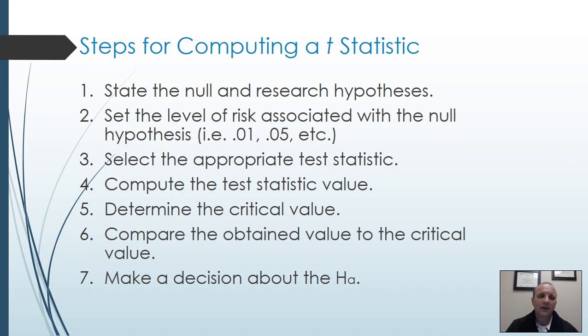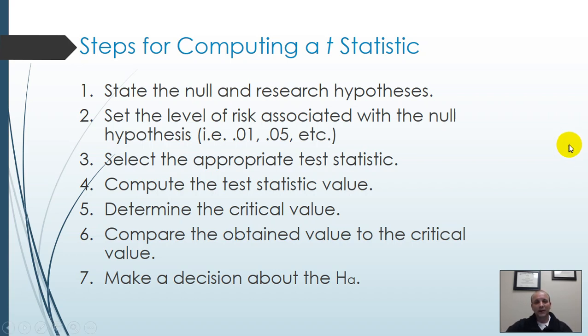All right. From there, you want to set the level of risk associated with the null hypothesis. In the social sciences, generally we set it at the 0.05 level, the alpha. We call it the alpha level at 0.05. So essentially it's the probability that it's likely to occur within a population. So 95 times out of 100 is what 0.05 essentially means.